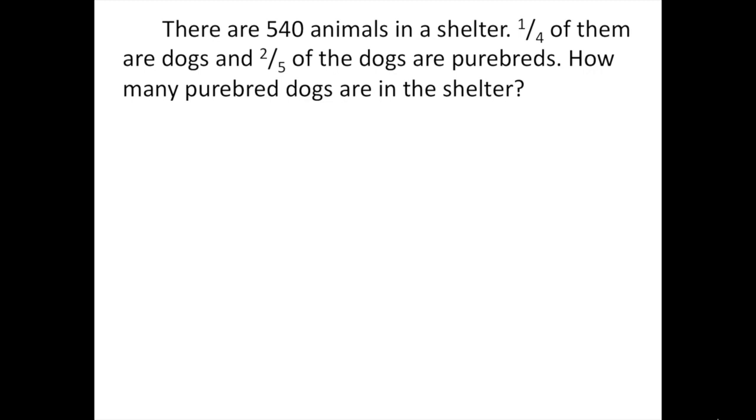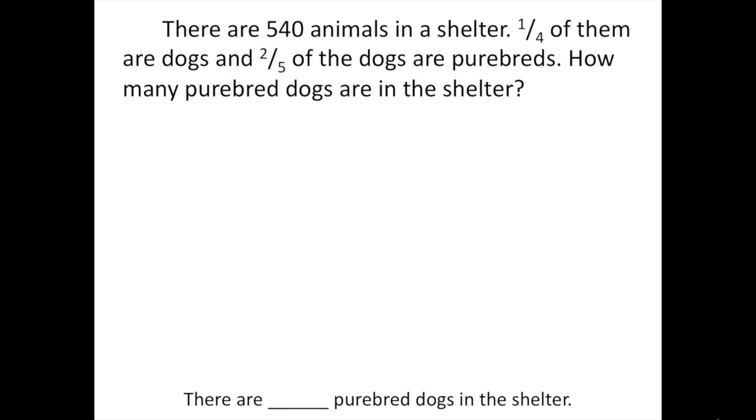It says that there are 540 animals in a shelter. 1/4 of them are dogs, and 2/5 of the dogs are purebreds. How many purebred dogs are in the shelter? We begin by writing our sentence down on the bottom. There are blank purebred dogs in the shelter.